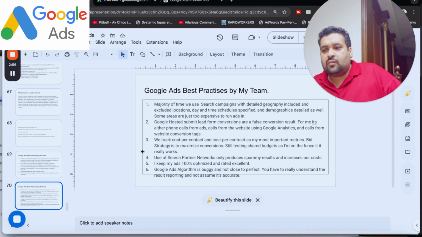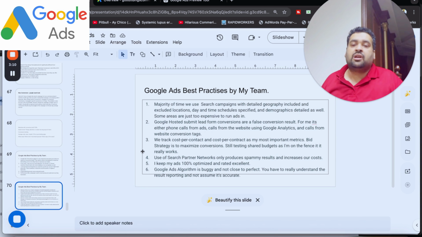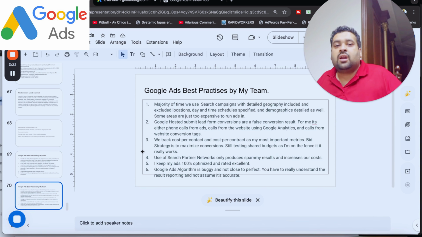Another thing which we have discussed is that the majority of the time we use search campaigns with detailed geography included, excluded locations, day and time schedules specified, and demographics detailed. But some areas are just too expensive to run ads. So your cost per conversion also needs to be as per your area. It's a good decision to spend less money in expensive areas and spend more money in the areas where we are getting cheap or economical leads. But some clients have a different opinion. Some clients want to do branding, so they are running in those areas as well. I'm not saying to not run at all, because I do not want to give competitors a place to run, but I am saying to spend less in those areas.